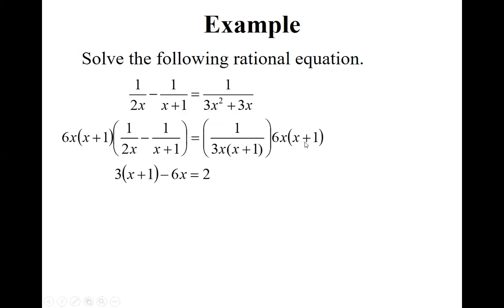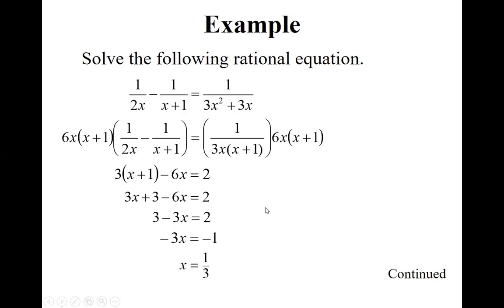On the right, multiply the 1 by the 6x times the x plus 1. The x's cancel, the x plus 1's cancel, and 6 over 3 gives us 2. Distribute: 3x plus 3 minus 6x equals 2. Combine like terms. 3x minus 6x is negative 3x, so 3 minus 3x equals 2. Subtract 3 from both sides, negative 3x equals negative 1. Divide both sides by negative 3. Negative divided by negative is positive, 1/3.